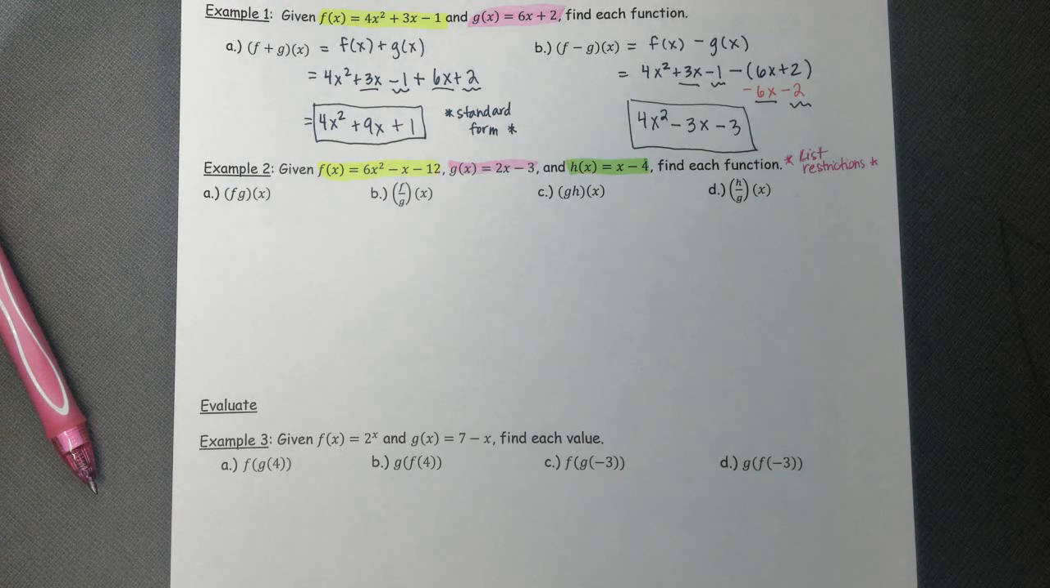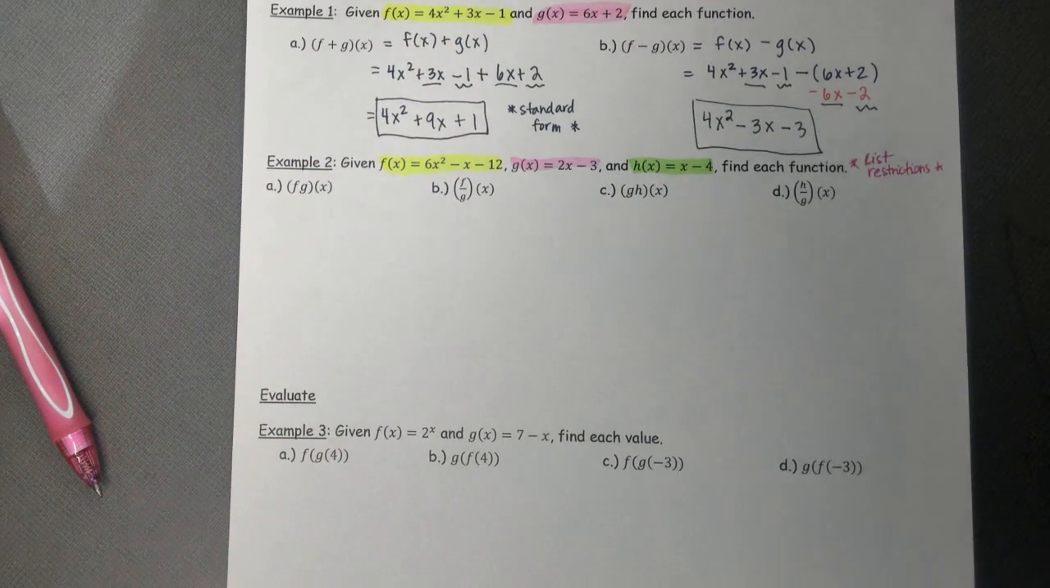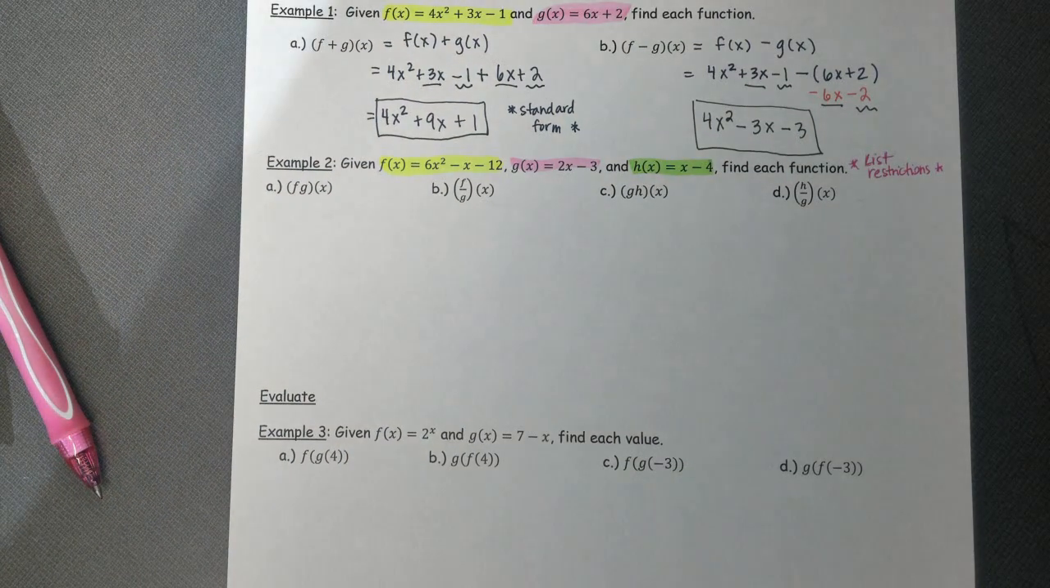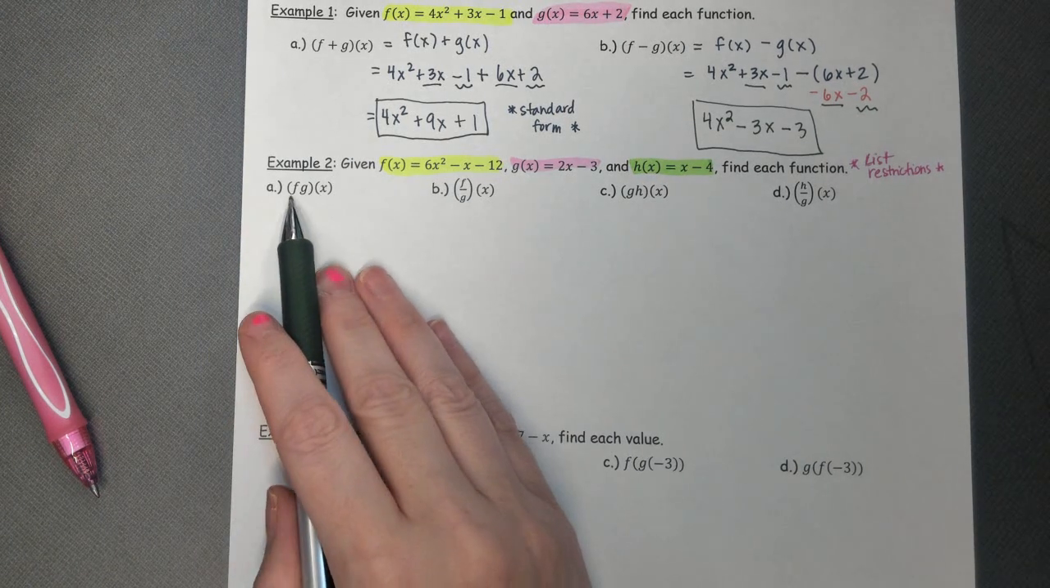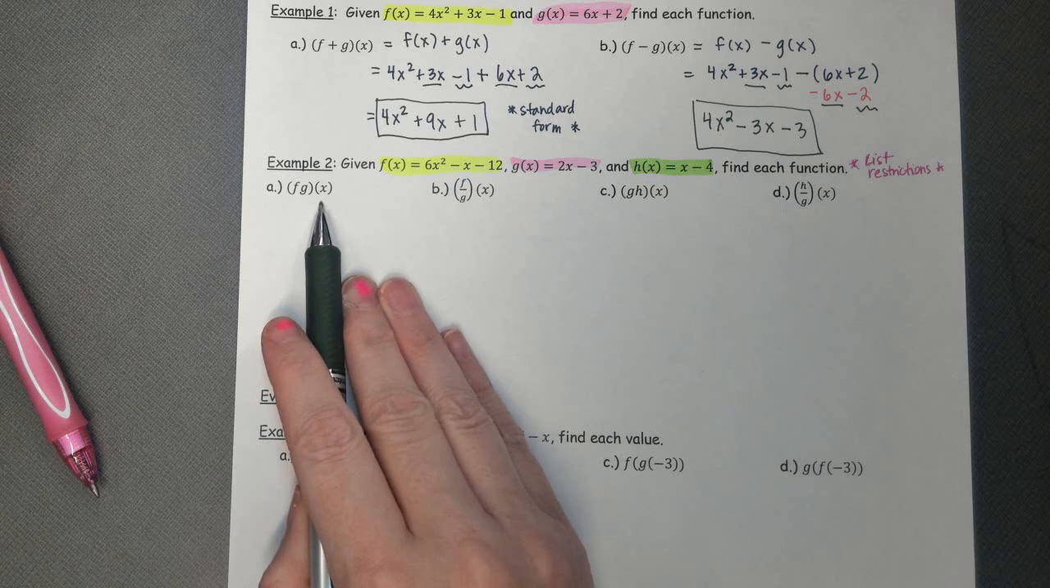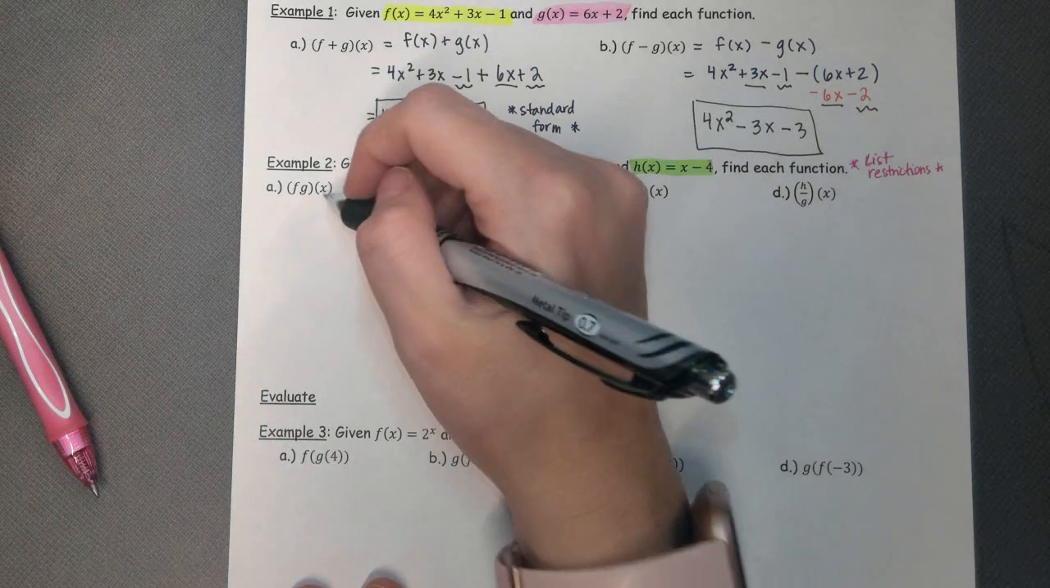You can't divide by 0. If you're trying to divide something out, at the very least you have one pile, okay? And you can't divide it to 0 people. At the very least there has to be that one pile. Okay, so for part A, this is fg of x. So fg, what do you guys think that means?